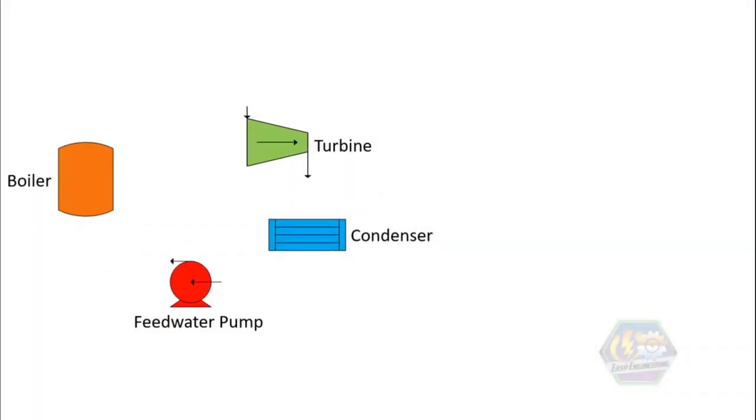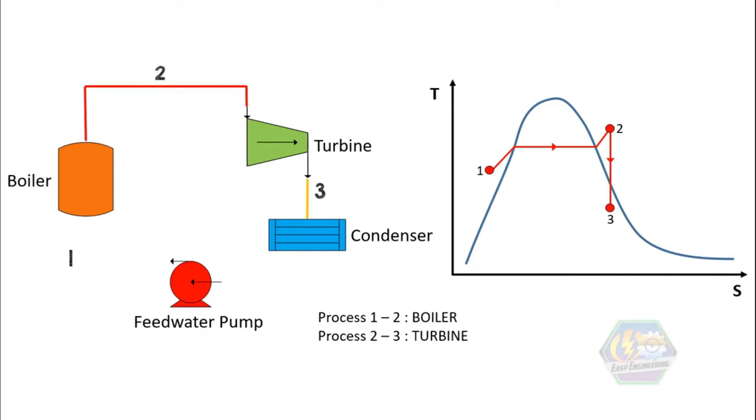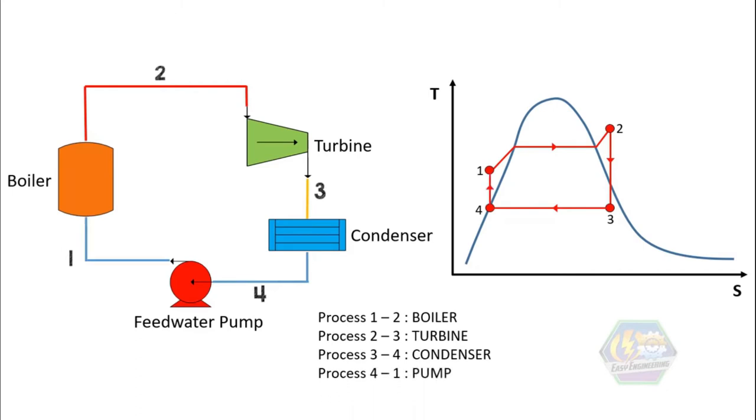To make a Rankine cycle, we need 4 processes. Process 1 to 2 for the boiler, process 2 to 3 for the turbine, process 3 to 4 for the condenser, and finally process 4 to 1 for the pump. And that is what we are going to discuss in the next part. Okay, so let's get this started.